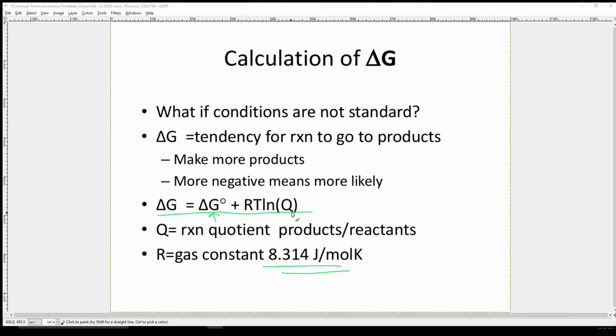Remember what Q is? It's very similar to K. It's like K. However, it's not necessarily at equilibrium.